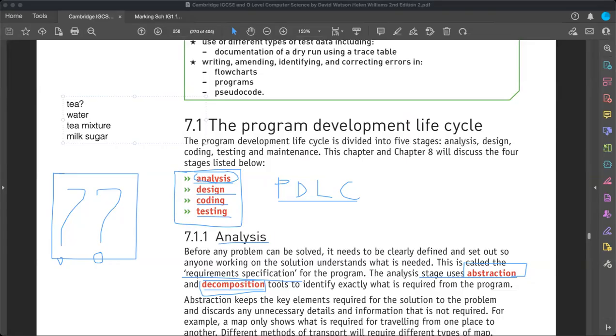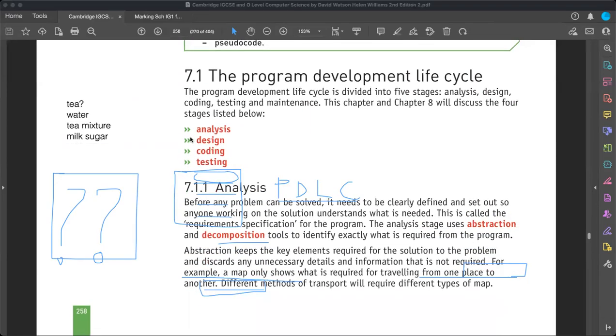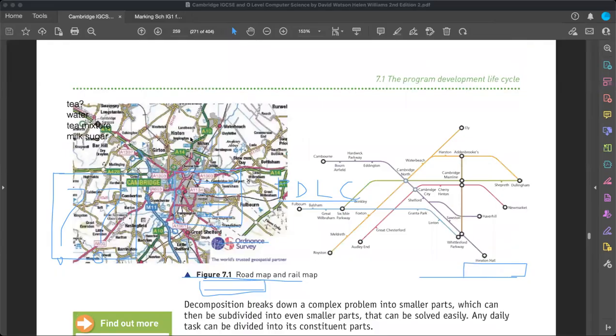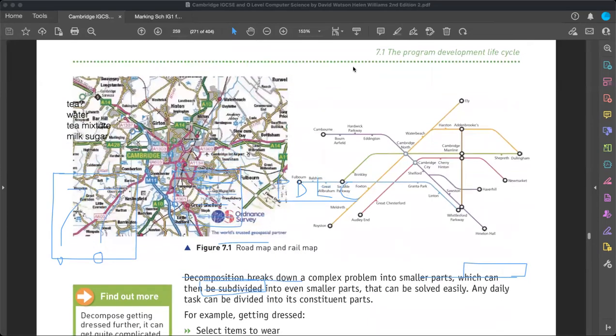Okay. Are you getting it? Yes, sir. Okay. So how many types of analysis are there? There are two stages of analysis. Perfect. Abstraction and decomposition. Now the question is, what is abstraction? So look on the screen. Which map do you think is clear and easy to understand?